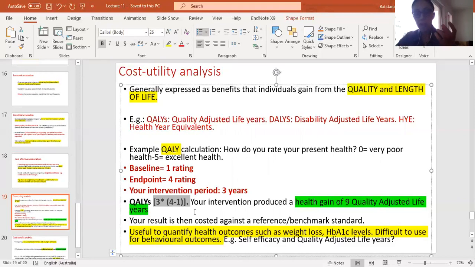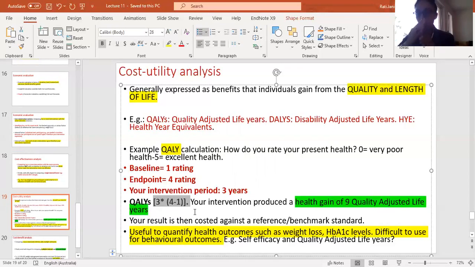So when you have a variable like HbA1c, BMI, which you can quantitatively measure, then you can relate it to quality adjusted life years or disability adjusted life years. But when you have variables which are very abstract, such as improvement in self-efficacy, how will this improve your disability adjusted life years or quality adjusted life years? That is very, very difficult to measure. These kind of variables are very subjective in nature.